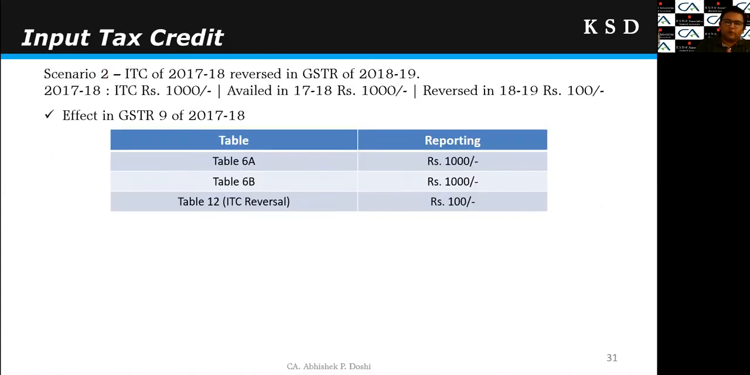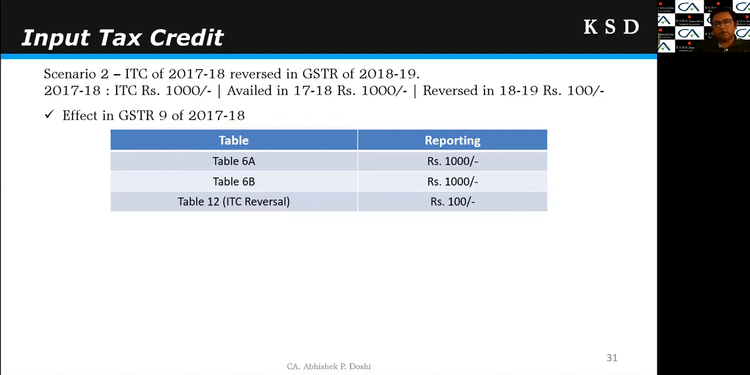Now with reference to ITC, we take the second scenario in which I have made ITC reversal in the next year. I have availed ITC in 17-18. In books of account, I have made the reversal in 17-18, but in GST return, I have made the reversal in the next year. Say, for example, I have availed 1000 rupees ITC in 17-18 and reversed 100 rupees in 18-19. So my net ITC for 17-18 was 900 rupees only, but I have reversed 100 rupees in 18-19.